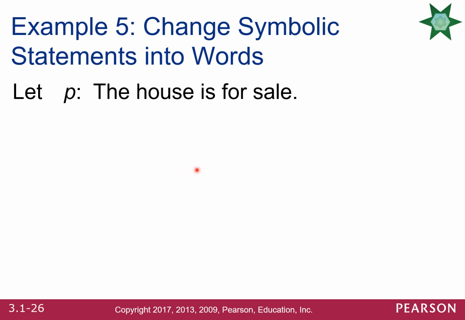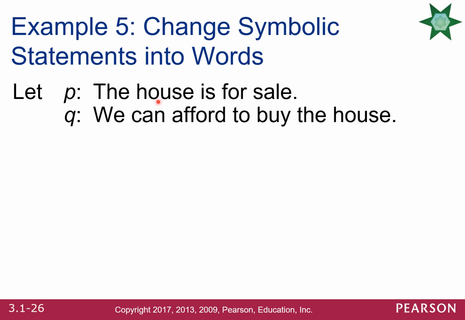Now we'll see how to go in the reverse direction. That means we will be given a statement written in symbols, and we have to change it and write it as a statement in words. All right, so let's see what the symbolic statement is. The thoughts that we put together are denoted by the letter P, which is the house is for sale, and then Q, which is we can afford to buy the house. So these are the two thoughts, and these will be connected, but not as a statement in words. It'll be given to us in symbols.